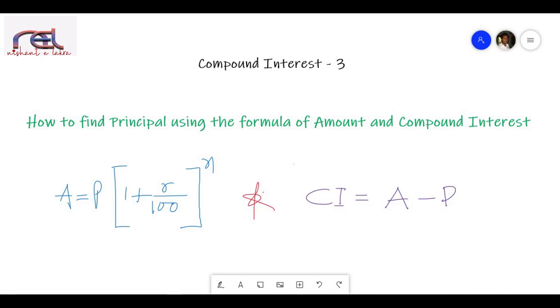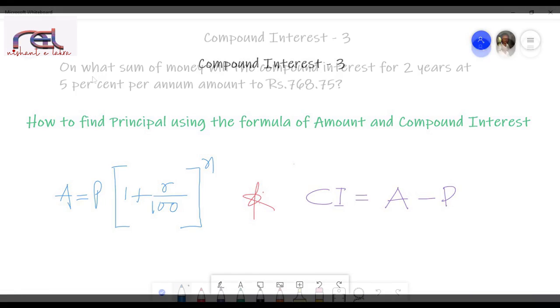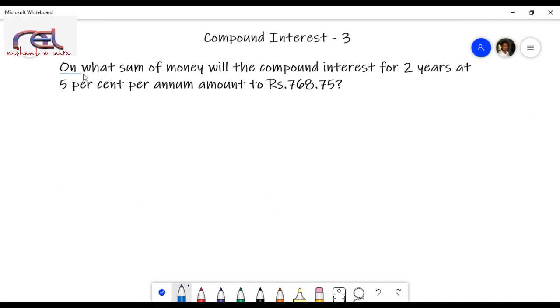Hello everyone, we're learning about compound interest, and today we will learn how to find principal using the formula of amount. Here is the question: on what sum of money will the compound interest for 2 years at 5% per annum amount to rupees 768 and 75 paise?